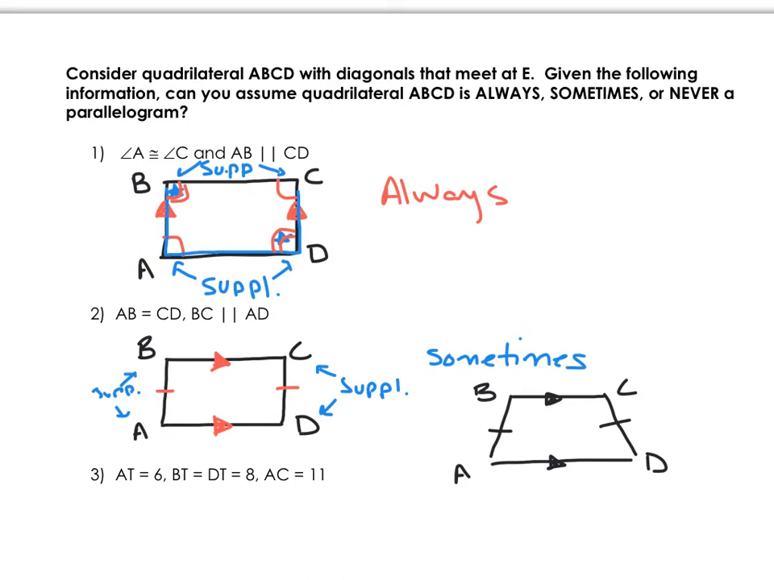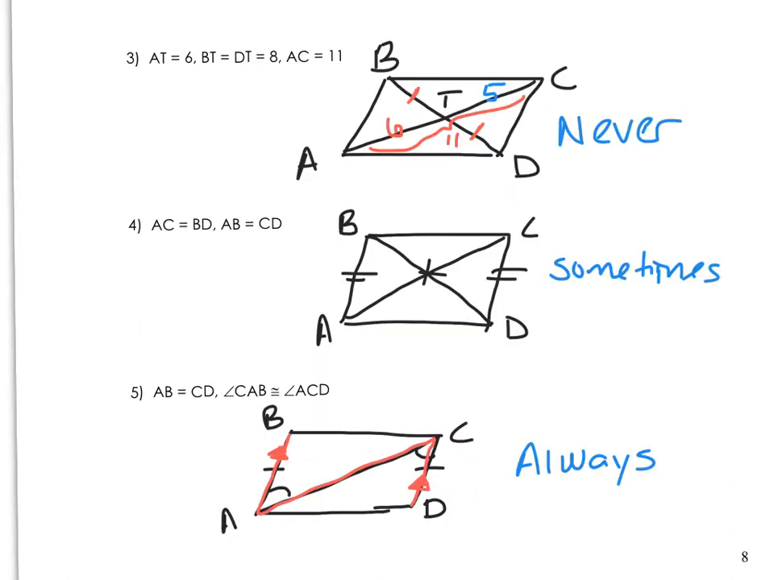My suggestion is right now that you press pause and you try 3, 4, and 5 on your own. Try to model them out, and then I'll show you the answers. Okay, so here are our answers. Number 3 is never, and I think that this is a pretty obvious one. Although T is the midpoint of BD, T is not going to be the midpoint of AC, because if AT is 6 and AC is 11, that means TC has to be 5. So this can never be a parallelogram because the diagonals do not bisect each other.